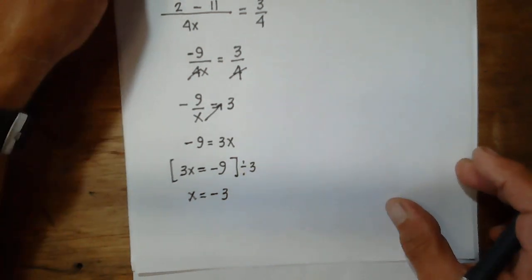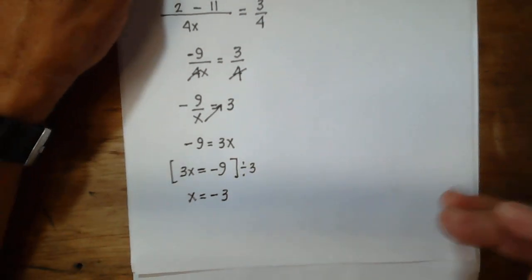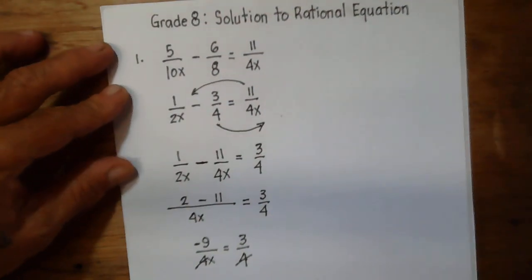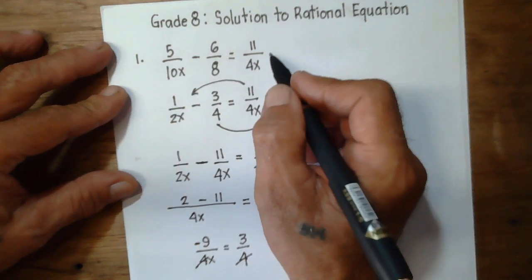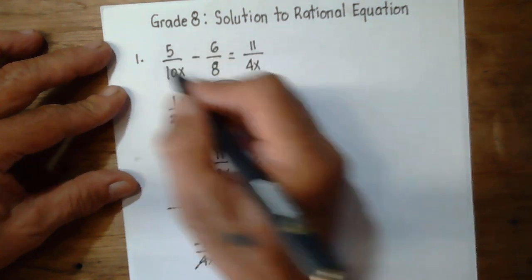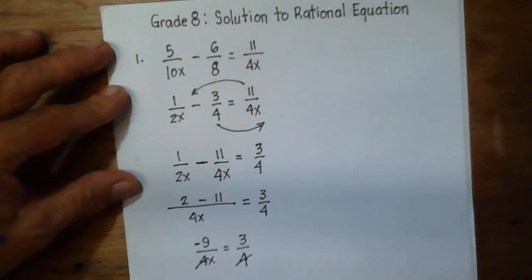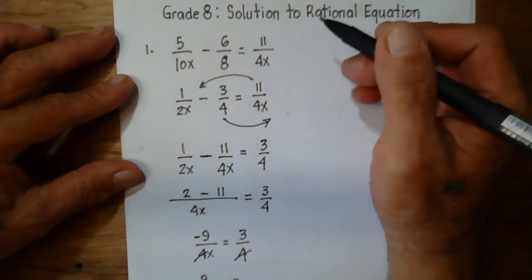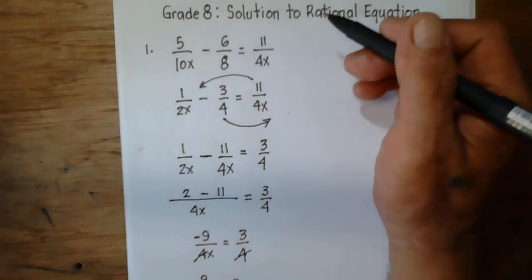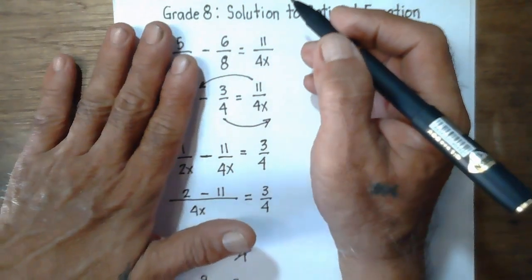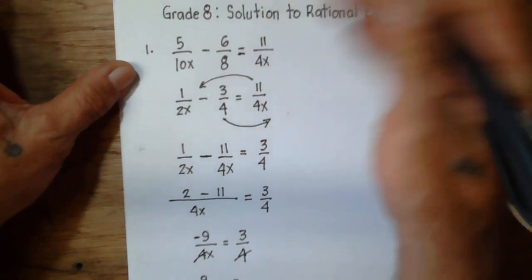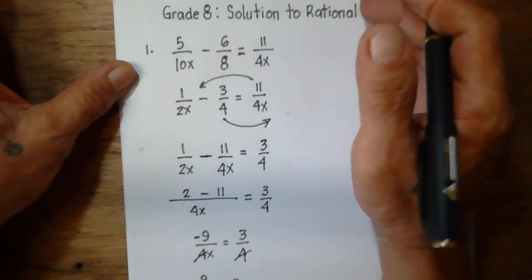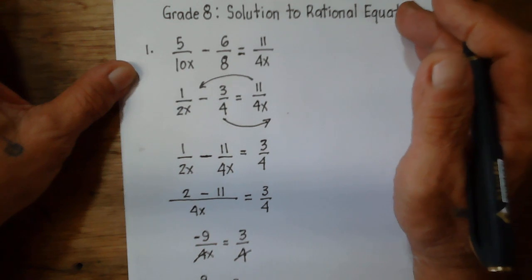Now, in trying to check whether the solution is correct or not, all you have to do is substitute negative 3 for x in the original equation. Then when the statement is true, that is, the left side of the equation and the right side of the equation are equal, then the solution is correct.